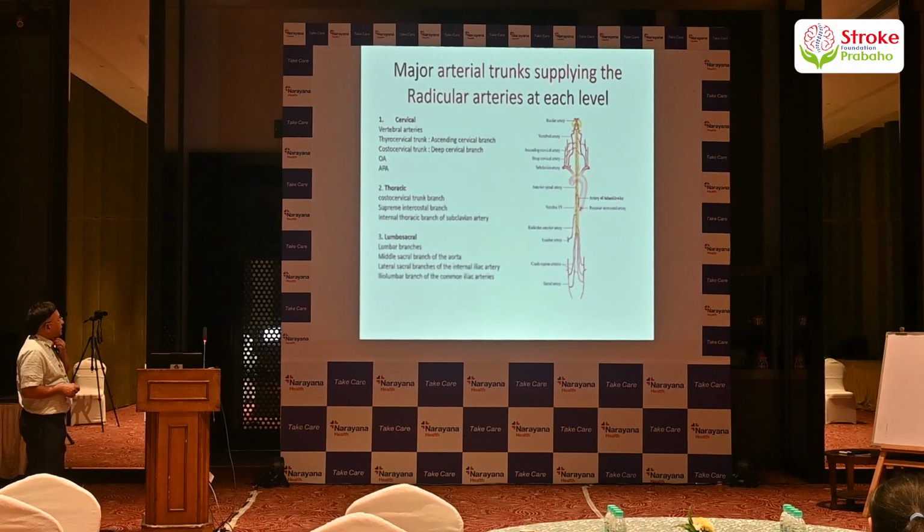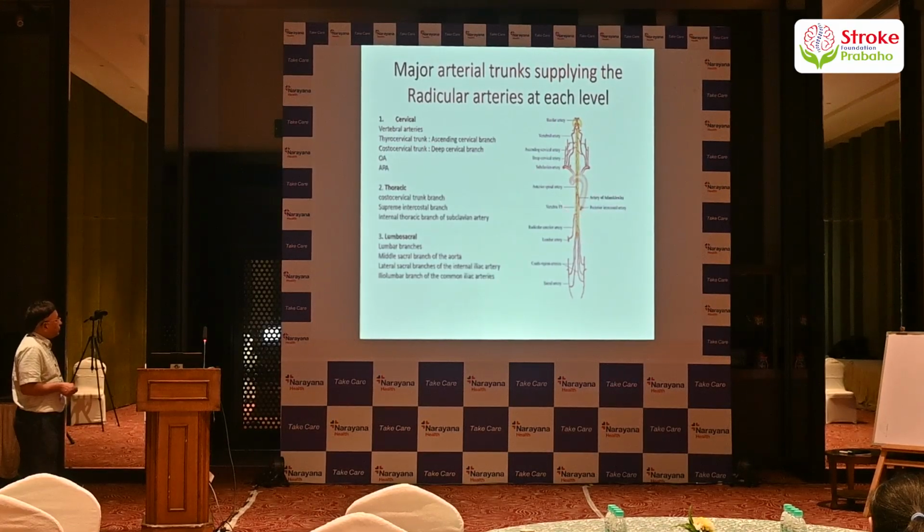So these are the major artery trunks supplying the radicular artery at each level. So we know that this is the ventral spinal axis, which is formed by the joining of the anterior spinal arteries originating from both vertebral arteries. They join together and run in the midline. Because this ventral spinal axis is very thin, it has to be reinforced by various vessels. So these are the various reinforcing vessels which reinforce the anterior spinal axis.